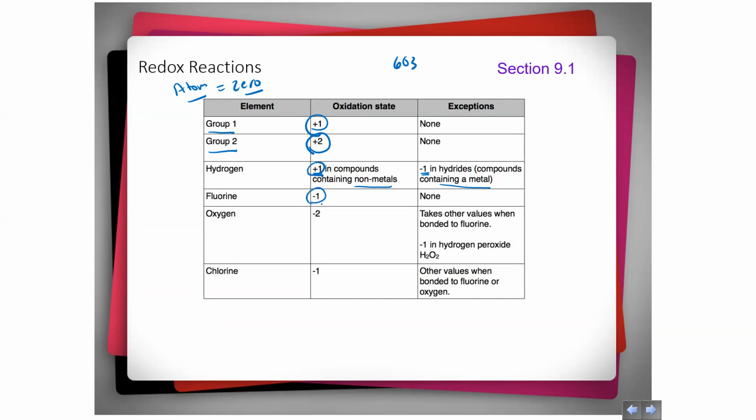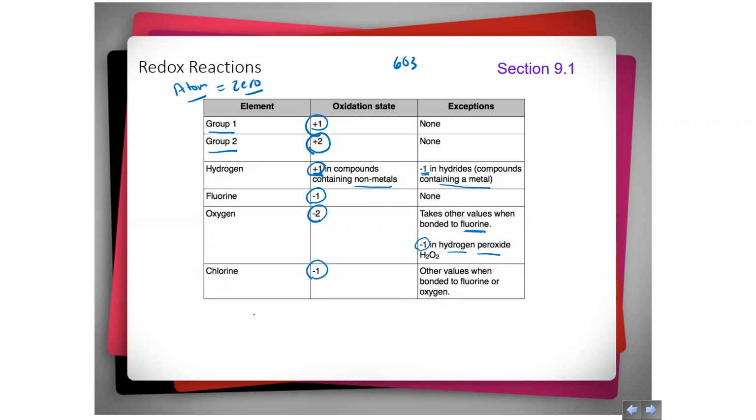Fluorine is always -1. There are no exceptions. Oxygen is 99% of the time -2. The only time it's different is if it's attached to fluorine, or it's -1 when it's in hydrogen peroxide, H2O2. Then it's -1. So honestly, 99% of the cases is going to be -2. And chlorine is going to be -1 unless it's bonded to fluorine or oxygen. Sometimes it changes.